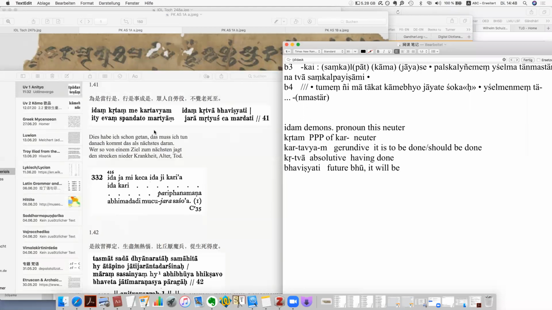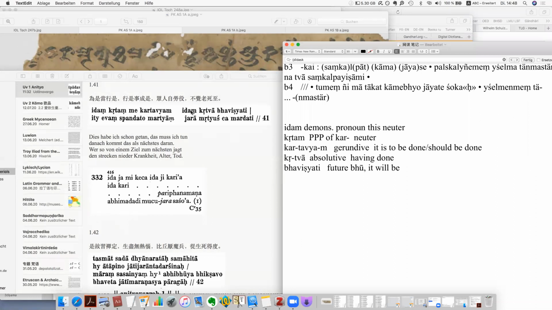So, and then we can probably translate it. So this has already been done. Idam kritam. So this is already done, right? Or by me, you can put it by me, right? And then it is to be done, or I have to do this. It is to be done by me. It should be done by me, like a future.